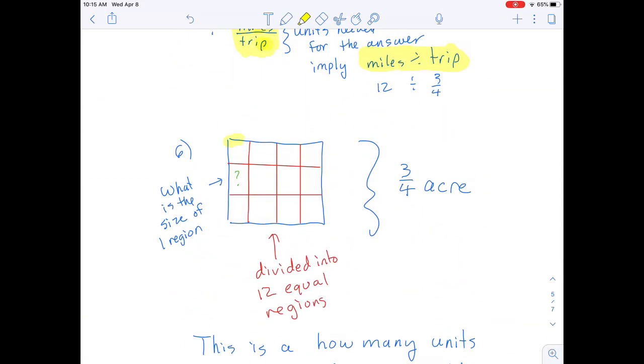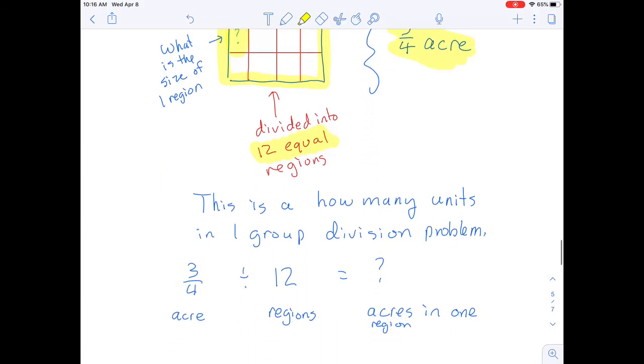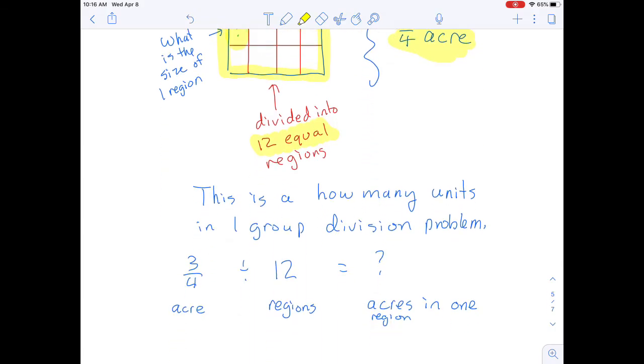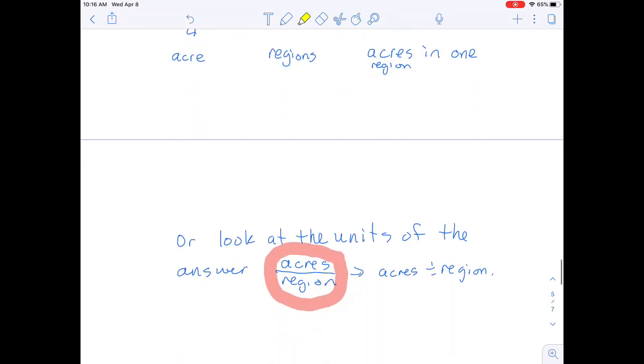So I started with drawing her garden. I always go with rectangles. There's the garden. That's 3/4 of an acre. And then I divided it into 12 equal regions. So I made a grid, 12 equal regions. And the question is, what is the value of one region? How many in one group? And the problem even says divided, right? Which is a good clue. So how many units in one group? 3/4 of an acre divided into 12 regions will give me acres in one region. Again, I can look at the units. Acres in one region is acres per region, and I can turn that into division, acres divided by regions, and then just fill in my numbers.